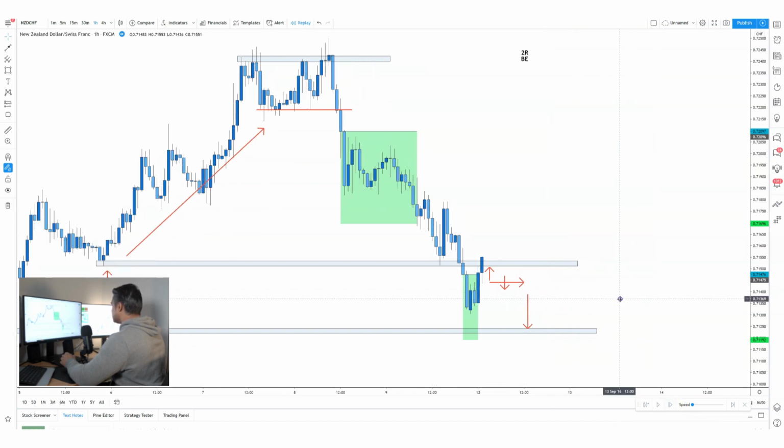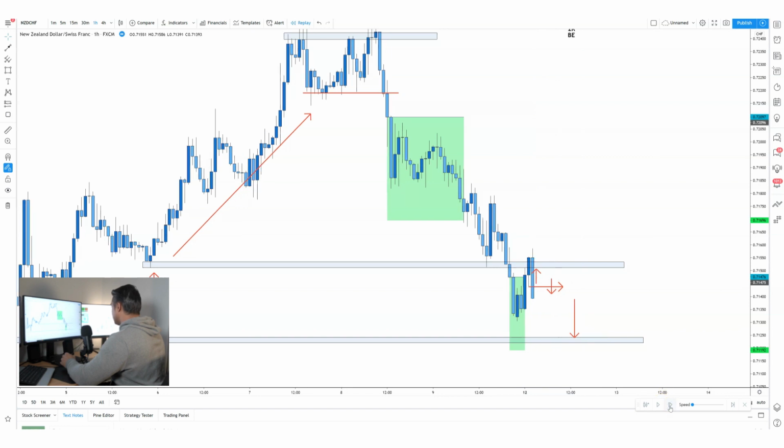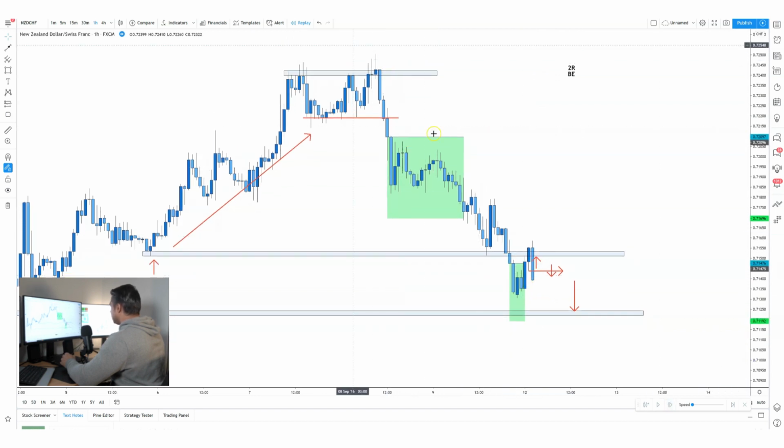So I wouldn't necessarily call this a break back in just yet. I will identify the level that we've mentioned, and then see if we can get this break back below this. Man, just, what can I say? So we have the break back below this level. I am feeling confident to take a sell.